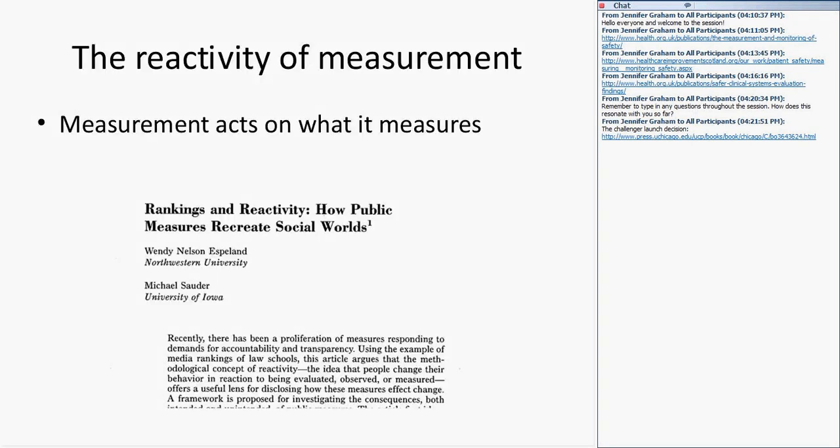Measurement is often performative, and that's what I would just briefly discuss now. So measurement acts on what it measures. There's a famous book in sociology called An Engine, Not a Camera, by another of your Scottish compatriots, Donald MacKenzie at Edinburgh. And basically what that means is that it doesn't simply take photographs. Data is acting back on the systems that it describes.